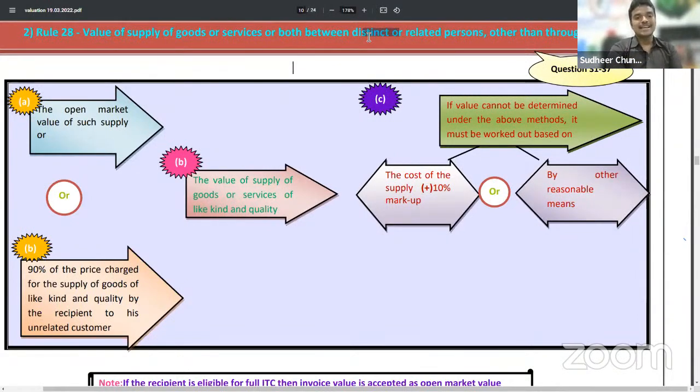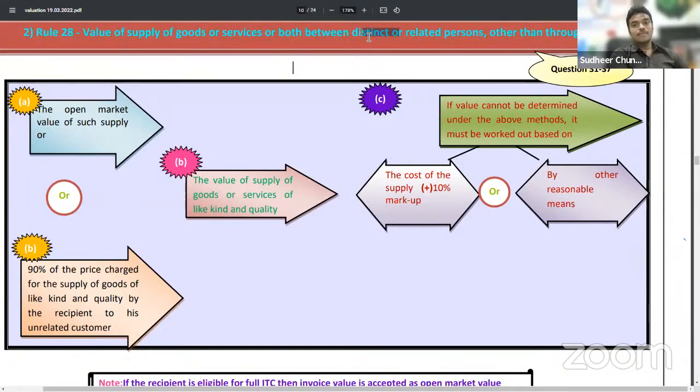Sir, in the same state, can I get 3 registrations? Yes. We can apply for every place of business. It's not mandatory. If we want, we can apply for any number of registrations. But all those will be regarded as distinct persons. Because if you see here, the definition of the term distinct person is given in section 25.